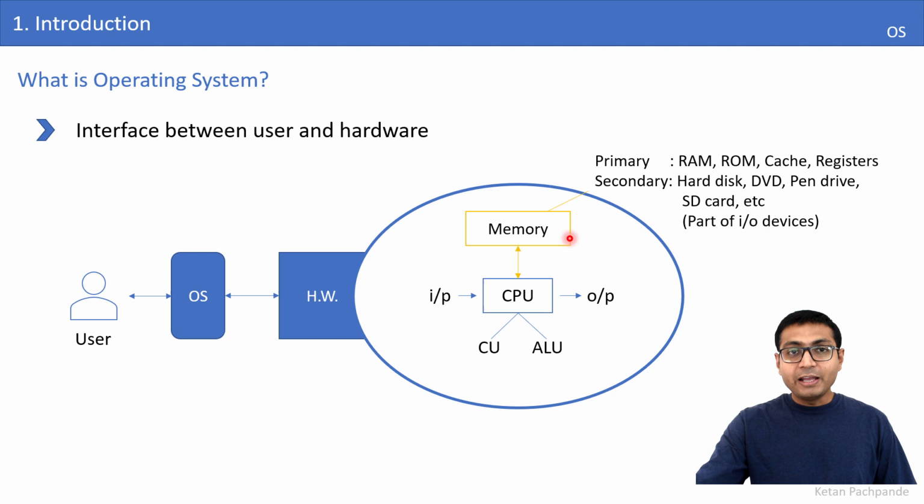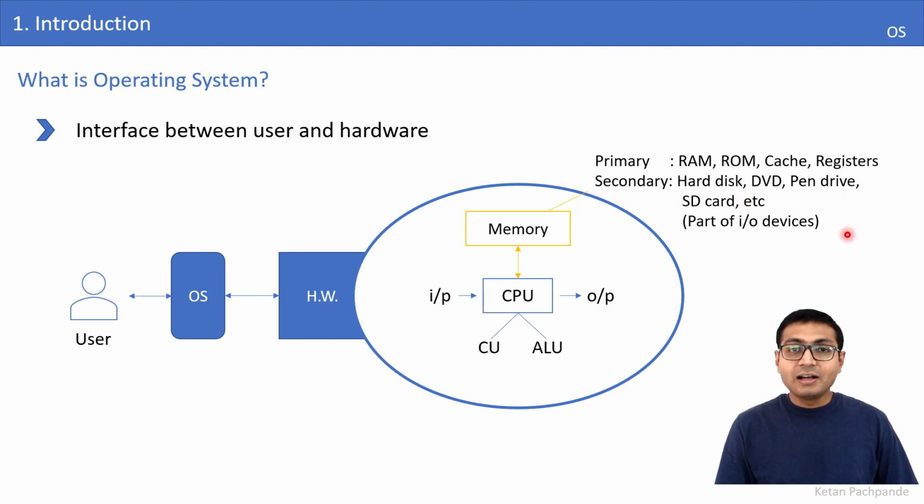The memory is of two types, primary memory and secondary memory. The types of primary memory are RAM, ROM, cache and registers. Out of these four memories, cache and registers are an internal part of the CPU hardware only, and RAM and ROM are outside the CPU hardware. The second type of memory is secondary disk. Secondary type of memory means they are non-volatile memory, meaning even if power goes off, the data remains on those secondary disks. For example, hard disk, DVD, pen drive, SD card, etc.